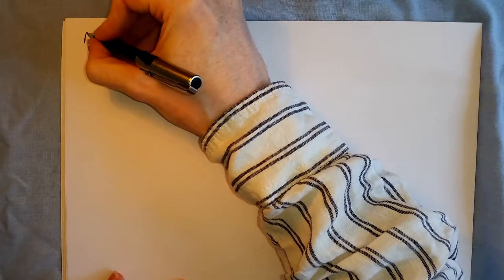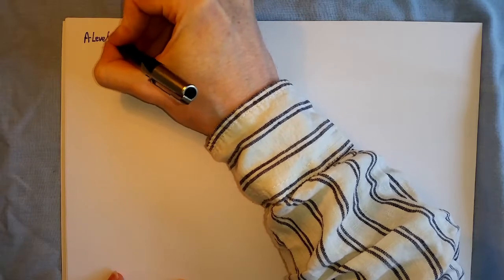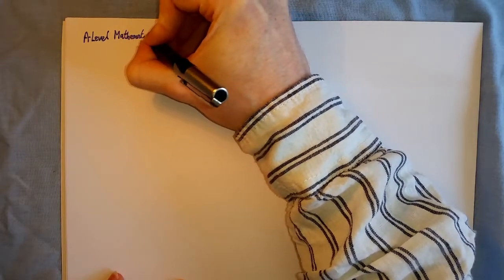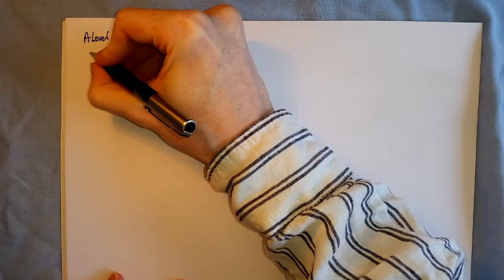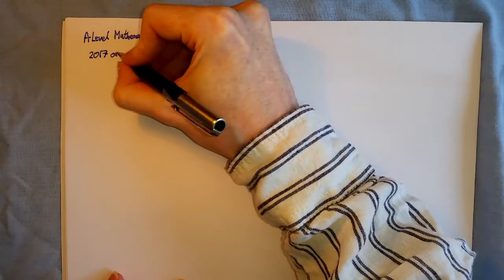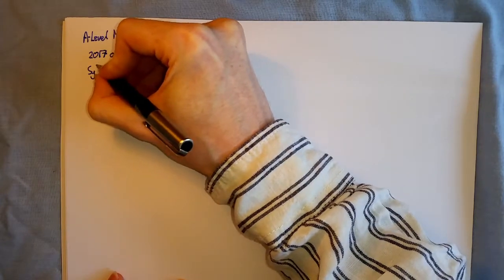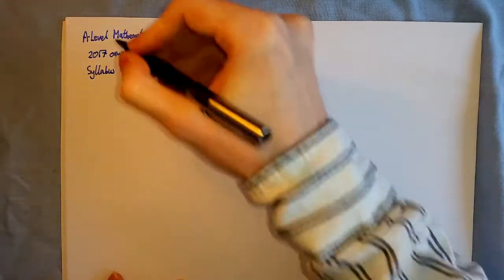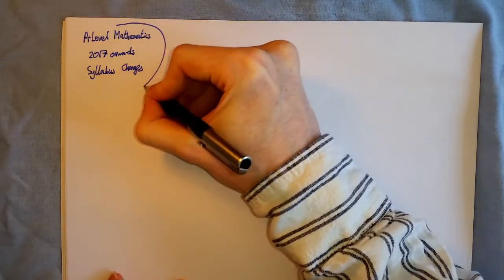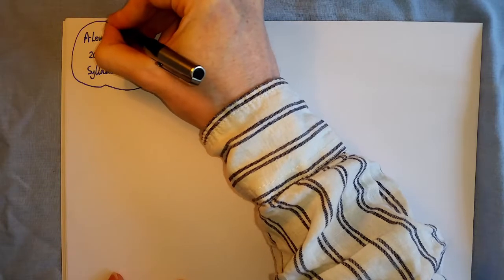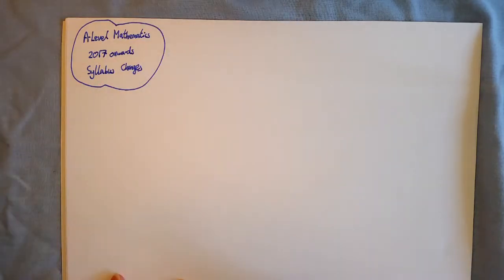Good morning. Today we're going to have a quick look at the content of the new A-Level Maths syllabus. For the 2017 onwards courses, the syllabus is the same for the three main boards. The ordering and labelling is slightly different, but the text is almost identical. I'm not going to go through everything here, but I'll try to pick out the key changes.